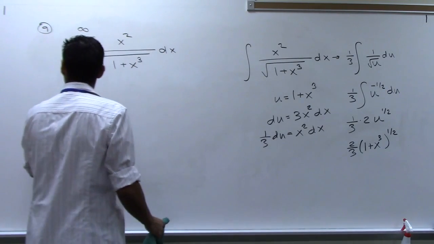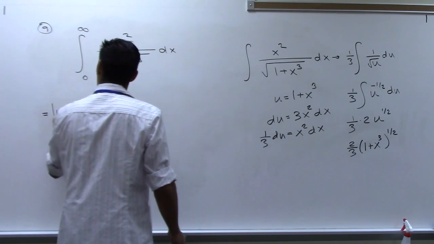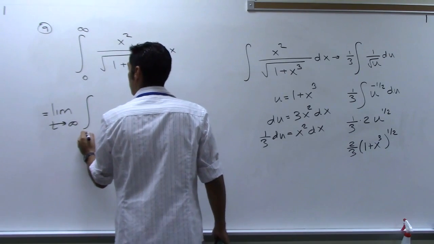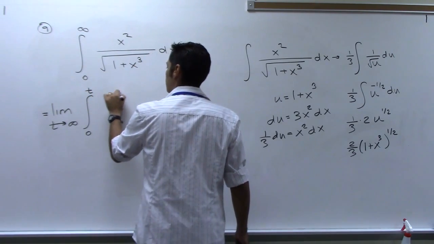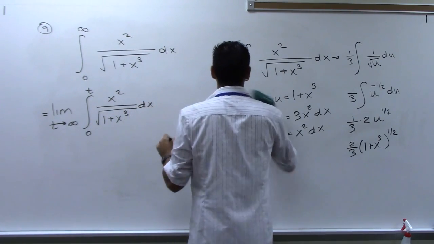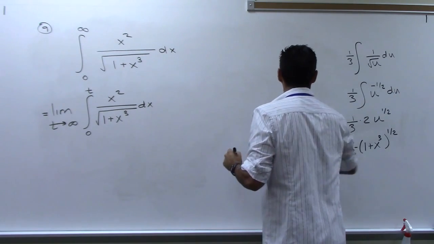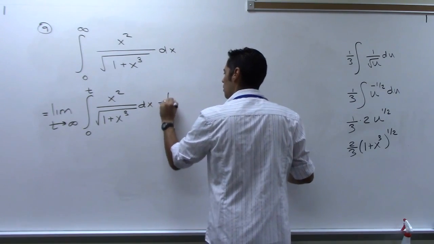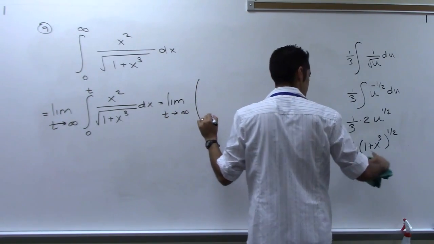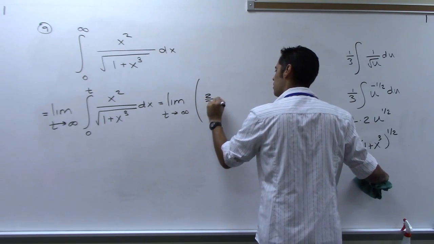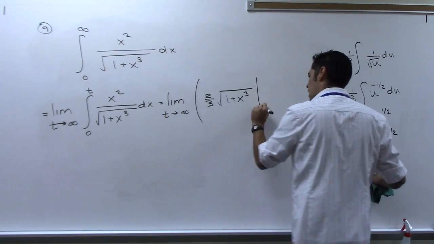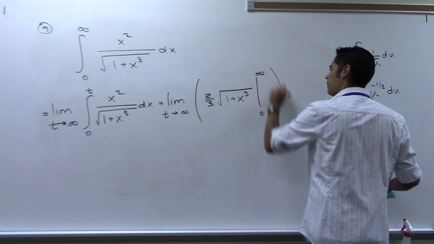So I'm going to come back over here. I'm going to rewrite this as limit t goes to infinity of the integral from 0 to t of x squared over square root 1 plus x cubed dx. Now find the antiderivative, which we did already. So limit t goes to infinity of this antiderivative, which is 2/3 square root 1 plus x cubed, and we're evaluating 0 to infinity.